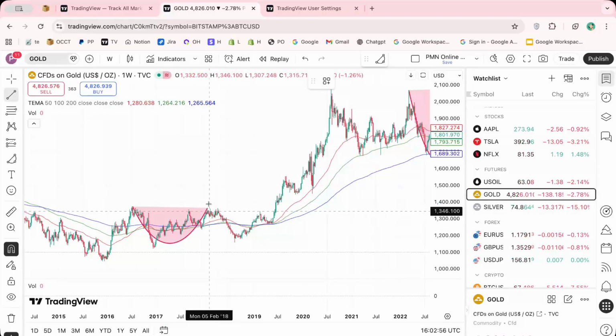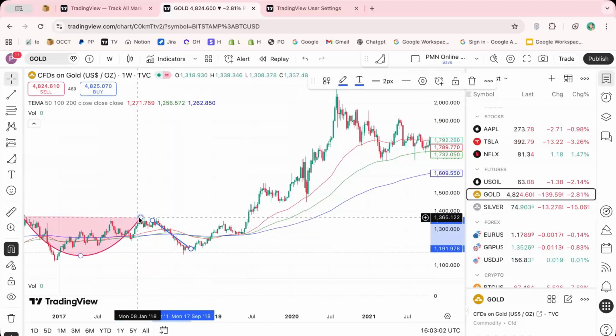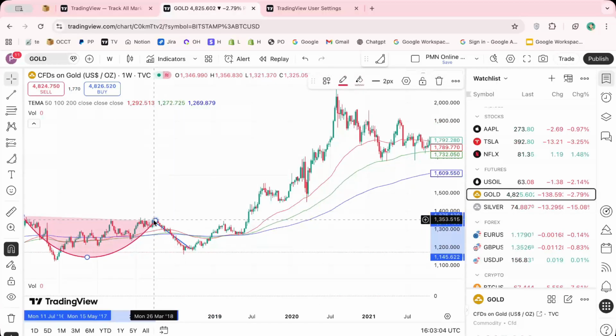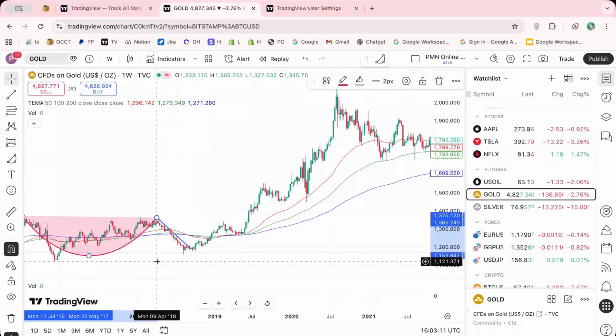Next, we tackle the handle. Starting from the right edge of your cup, use a trend line to link the highs during the pullback period. This line should slope downward, showing the handle's drift pattern. This visualization helps you understand the handle's formation and anticipate when a breakout might happen.